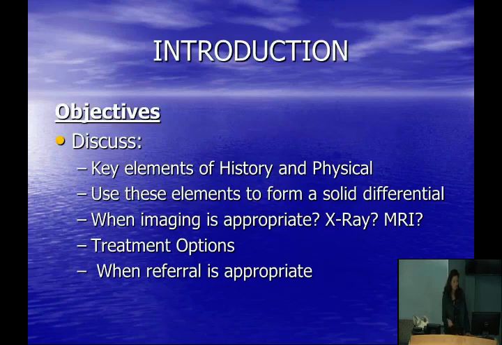So our objectives, we're going to discuss the key elements of the history and physical. We're going to talk about how to form a solid differential when you're talking about a good history and physical. When do you image? When is it appropriate to do an x-ray? When is it appropriate to do an MRI? Do you need to even do these things? Our treatment options, after we've kind of narrowed down our differential, and then when is it appropriate to refer.